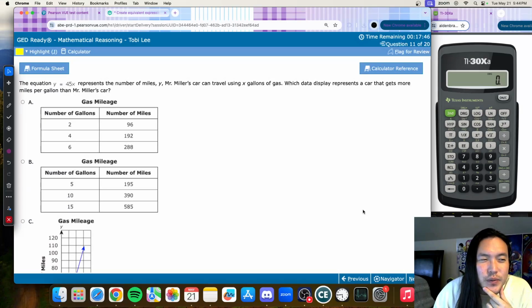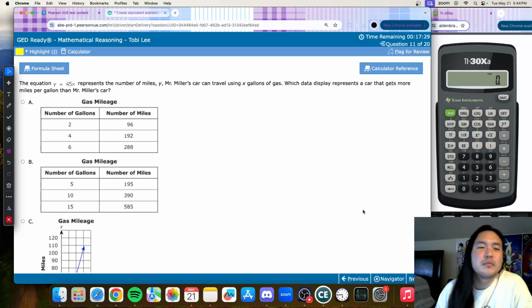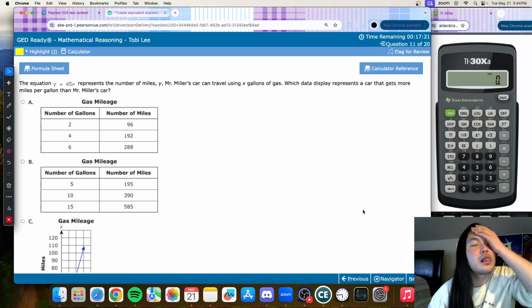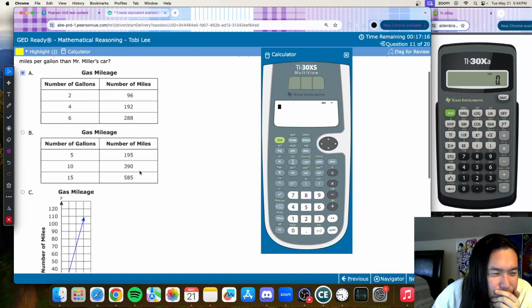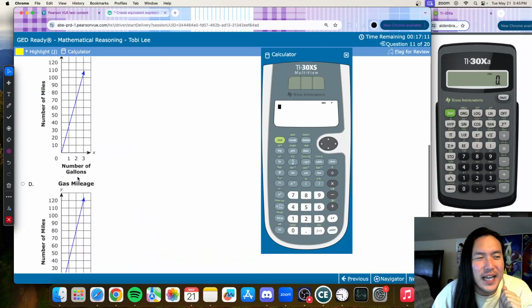With the equation y equals 45x representing the number of miles y Mr. Miller's car can travel using x gallons of gas, which data display represents a car that gets more miles per gallon than Mr. Miller's car? Pretty sure the answer is A. Okay, it's definitely not C, right?